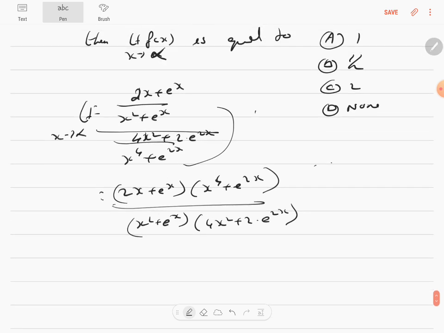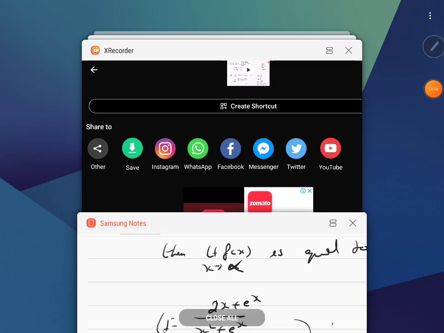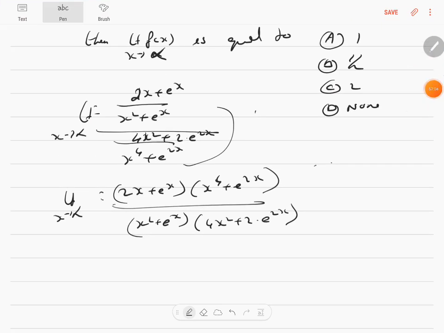Is anything getting cancelled is what I'm trying to see. Sorry guys, I made a mistake here. It's 4x to the power 3. So you do this and it tends to infinity. I've told you, take the highest powers' coefficients. So when you multiply, you get this as 2x to the power 5. When you multiply this, you get it as 4x to the power 5. So 2 by 4 and therefore 1 by 2 should be the right answer.